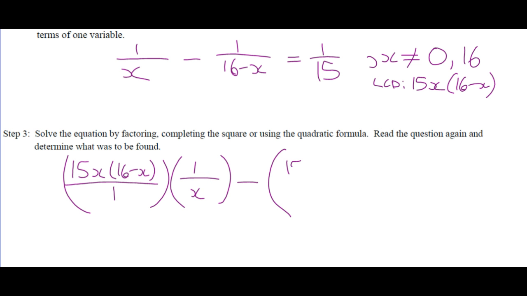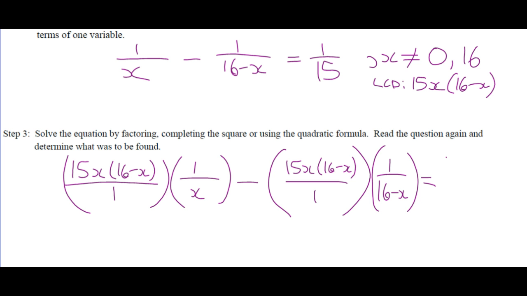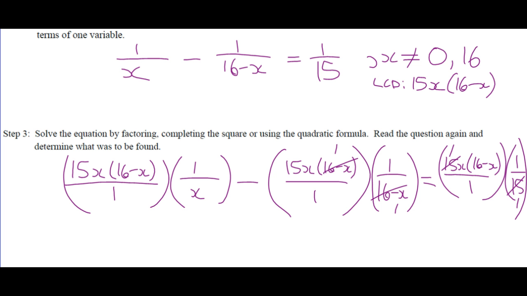Minus, and I put my LCD down again. And I like to put it over 1, right? Because I like to see all the denominators. 1 over 16 minus x equals, LCD again. Getting a little smaller this time. Okay. And we go through, cancel, 1, 1, 1, 1, 1, 1, right?